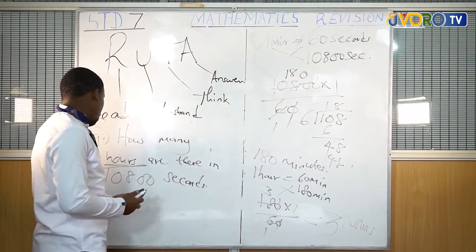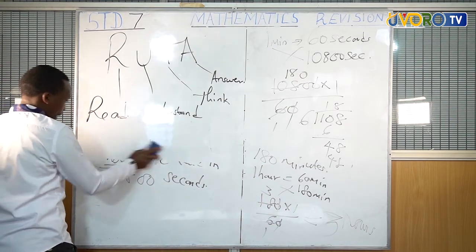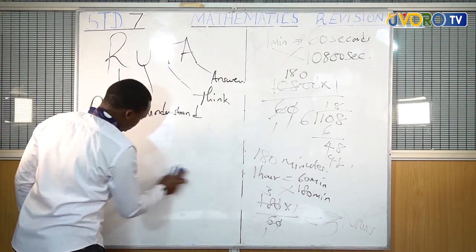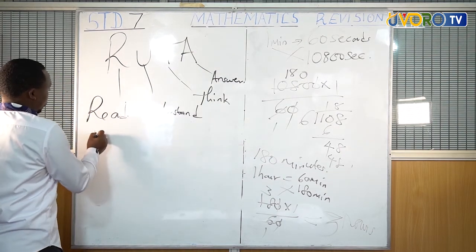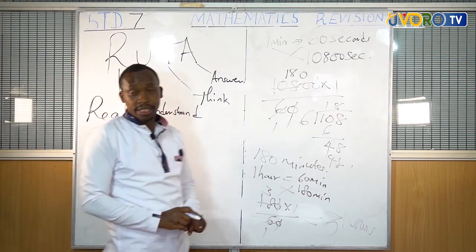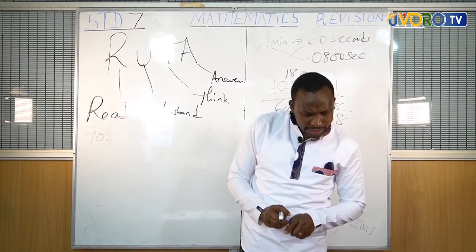Let's move on to question number 40, which marks the end of our revision for today, class 7. Number 40, you are told, what is the sum of LCM and GCD of 12 and 36?